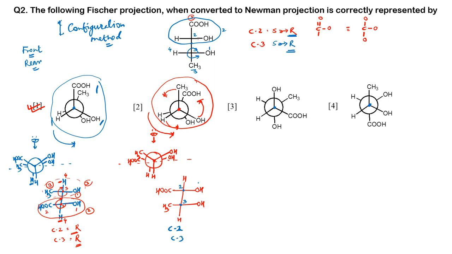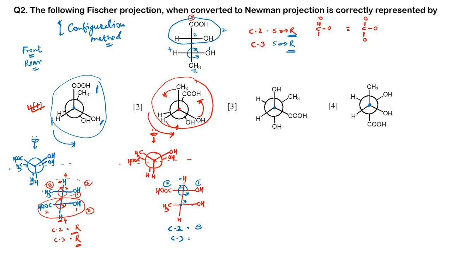For C2 the first priority will be OH, second priority will be COOH, third priority will be this group, that is the C3, and the fourth priority is the hydrogen. So in this case this will move in anti-clockwise direction and hydrogen is already away from observer, so C2 will be S configured.